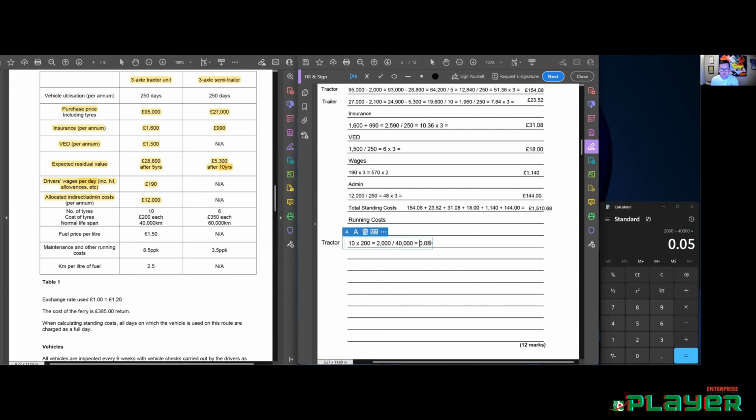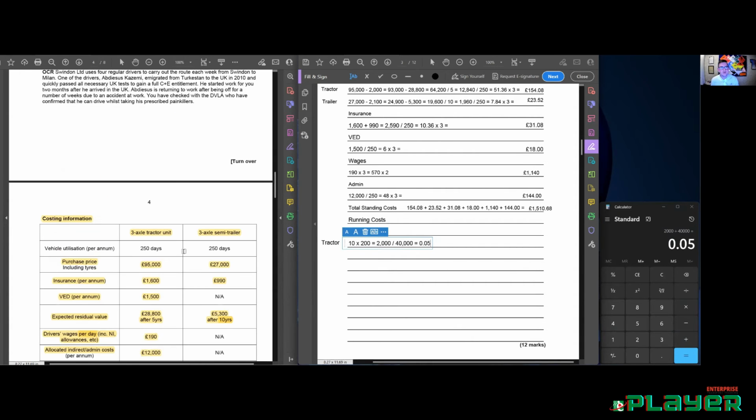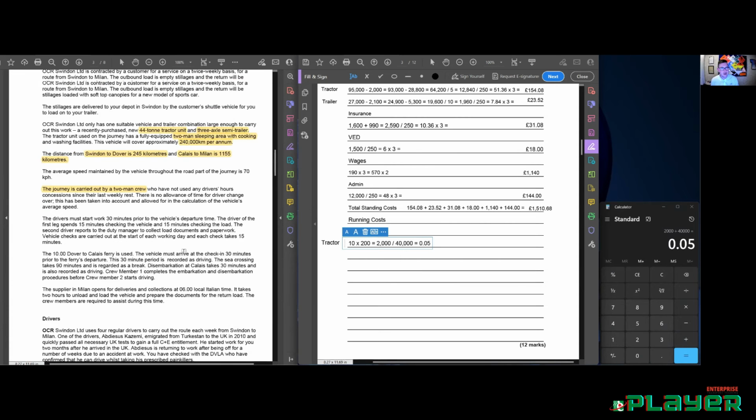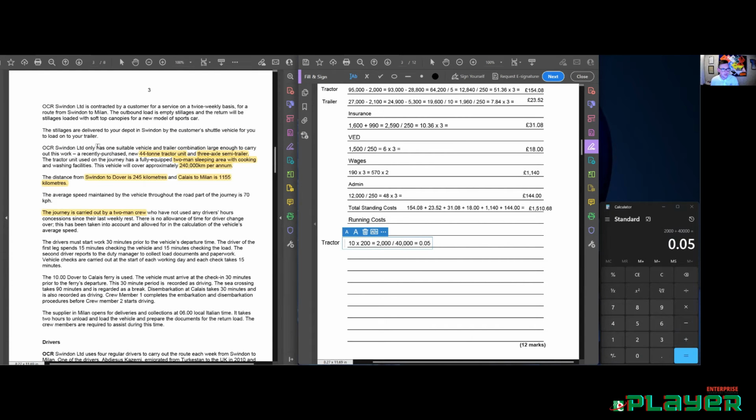So I need to work out what that cost me for the whole trip. But I don't know how many kilometres it is yet. So that's the next thing I have to work out. Going back through my case study, I know it gave me some distances here. It said here, Swindon to Dover is 245.